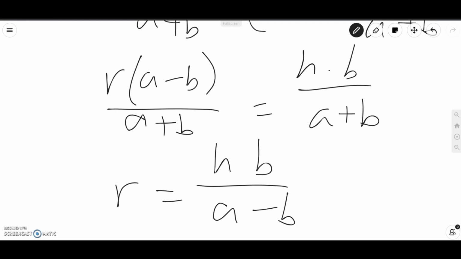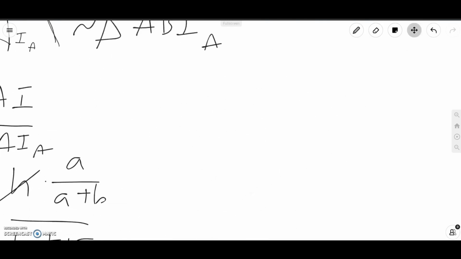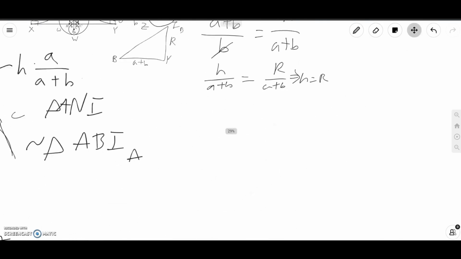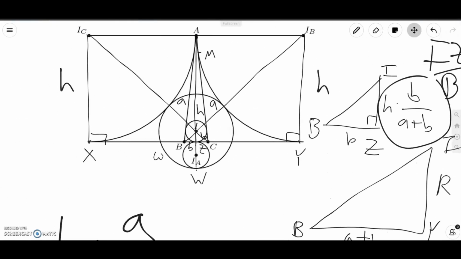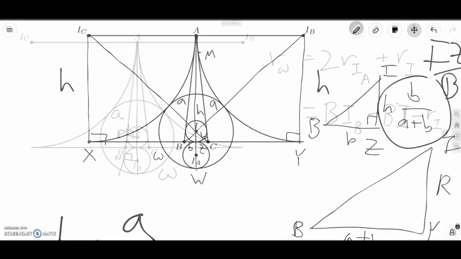So this is going to be useful for us in the future to compute the radius of circle omega in two different ways. So we're going to start that, but we'll likely need another part of the video. So thanks for watching and stay tuned for part 2.